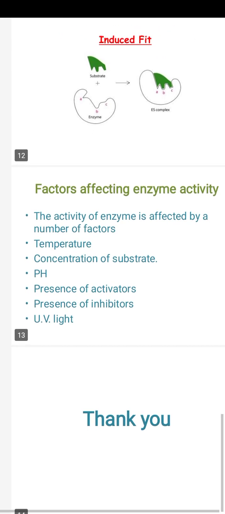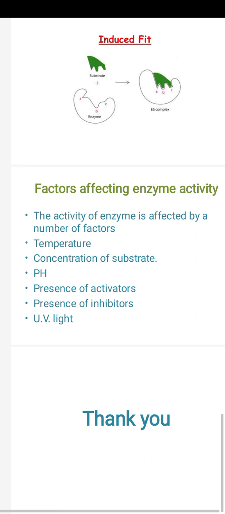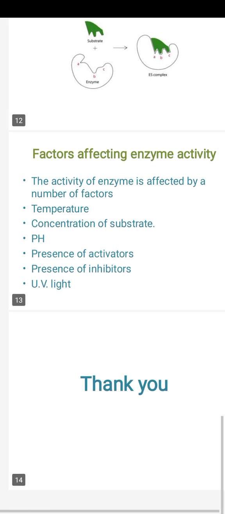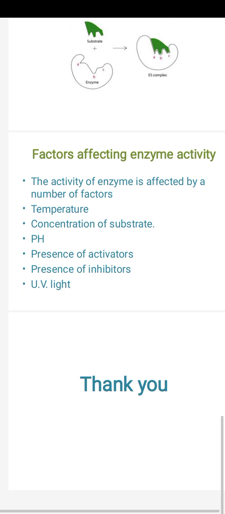Now, the factors affecting enzyme activity. The activity of an enzyme is affected by a number of factors: temperature, concentration of substrate, pH, presence of activators, presence of inhibitors, and UV light. These are the factors affecting enzyme activity. When temperature is high, the enzyme activity is low or the enzyme is denatured. Same as when the concentration of substrate is more or less, or the pH is higher or lower. The same factors affect the enzyme activity. These we will study in the next session. Thank you.